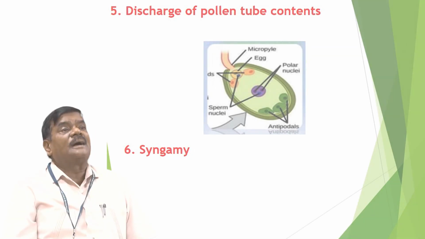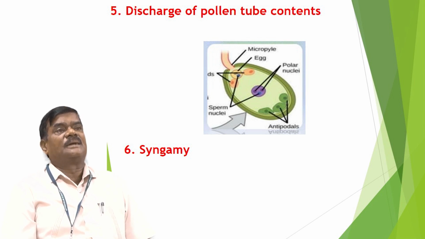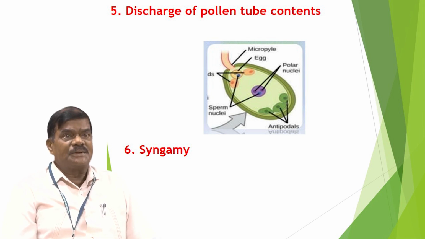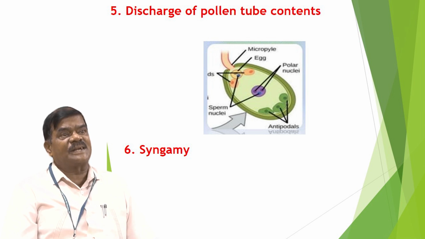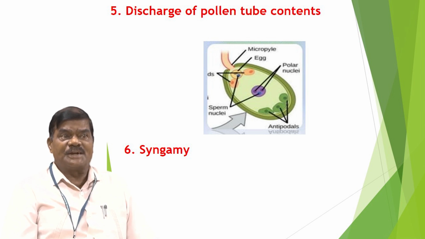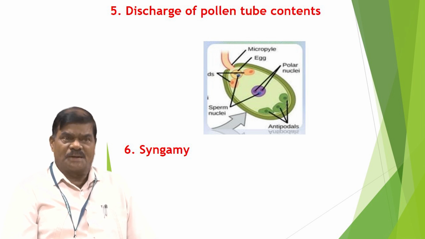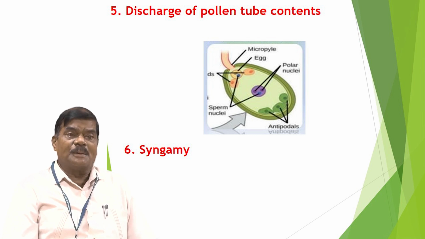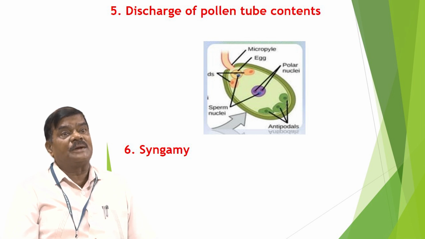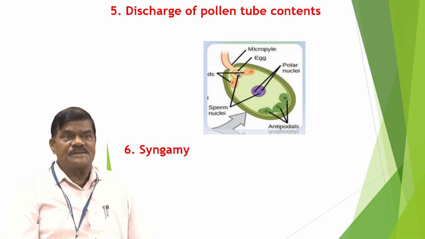Syngamy. The last point, that is double fertilization. So double fertilization is unique to angiosperms, as it is not found in any other group of plants. During double fertilization, the second male gamete fuses with the secondary nucleus. The secondary nucleus is already diploid because the polar nuclei fuse together to form a diploid nucleus. In addition to the diploid nucleus, another male gamete fuses with it.